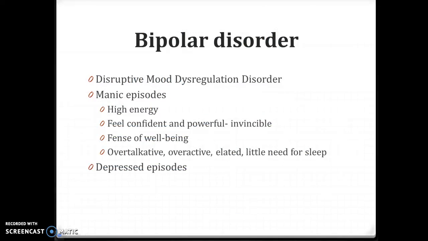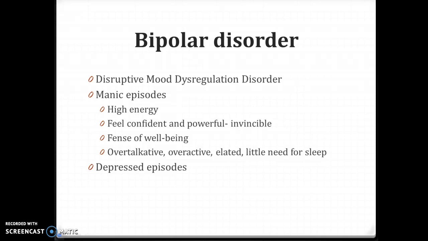Another disorder under the umbrella of mood disorders is bipolar disorder. And again, it has a twofold nature. Bi, of course, meaning two, polar disorder. The two factors in it are the manic episodes and the depressed episodes. We just described depression before, so all of those things would fall under the depressed episode.